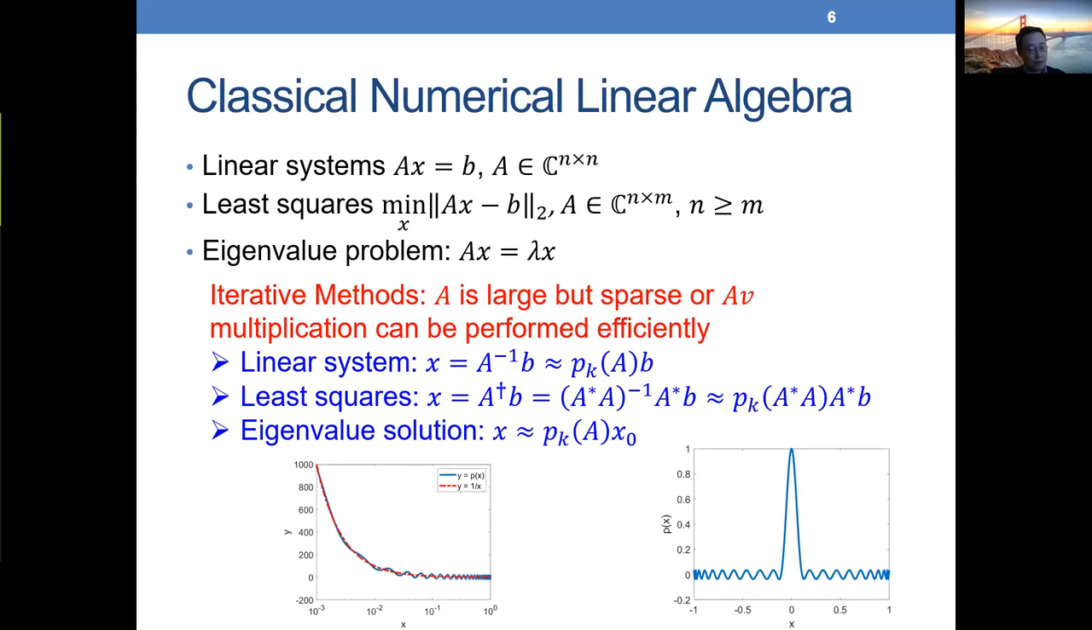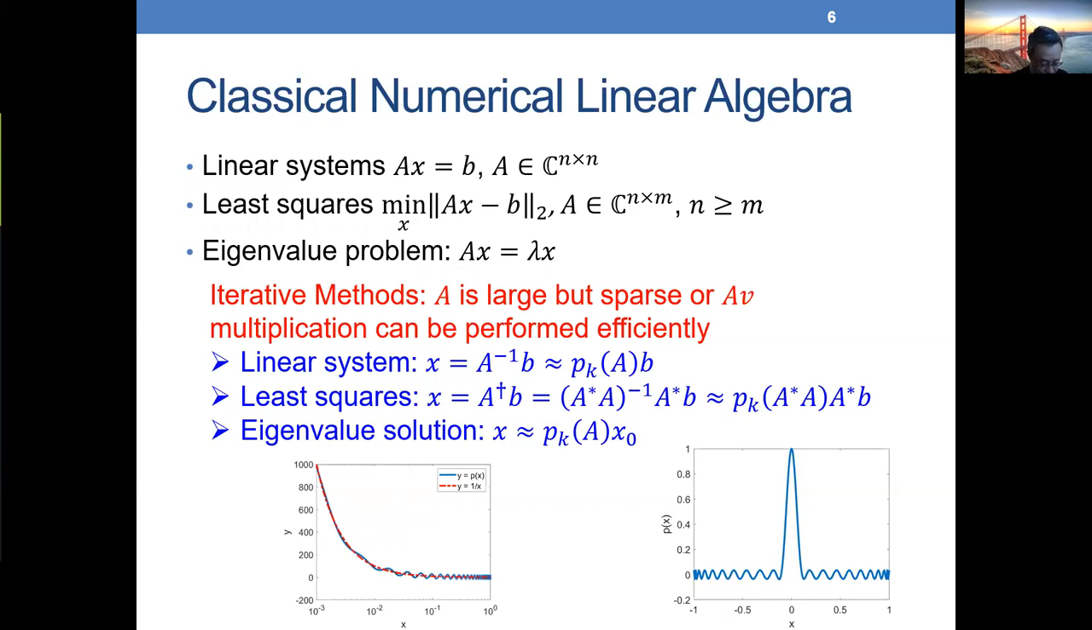So now let me talk about, I have to watch time. Oh, already 15 minutes, okay. So in classical numerical linear algebra, the typical problems we solve are linear systems, least squares, and eigenvalue problems. Now for large problems, we typically use iterative methods, right? Especially when A is sparse or A times v can be performed efficiently.